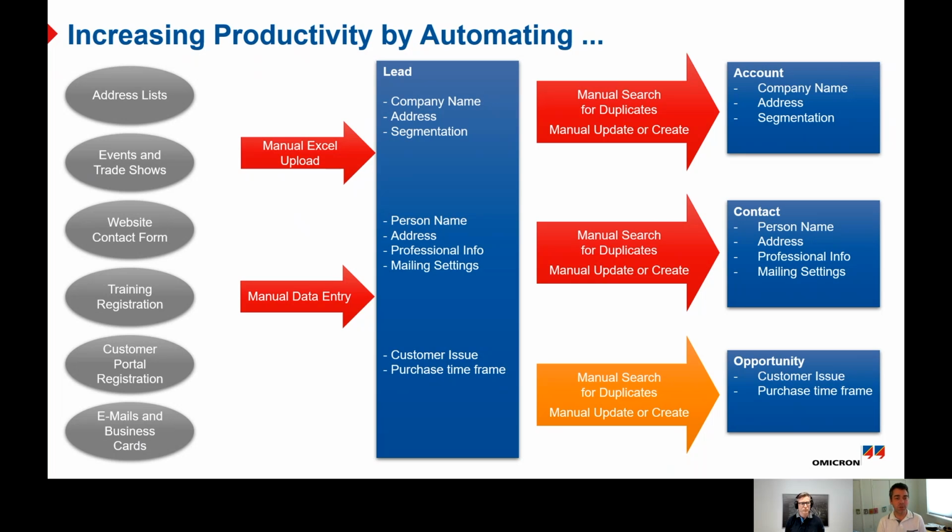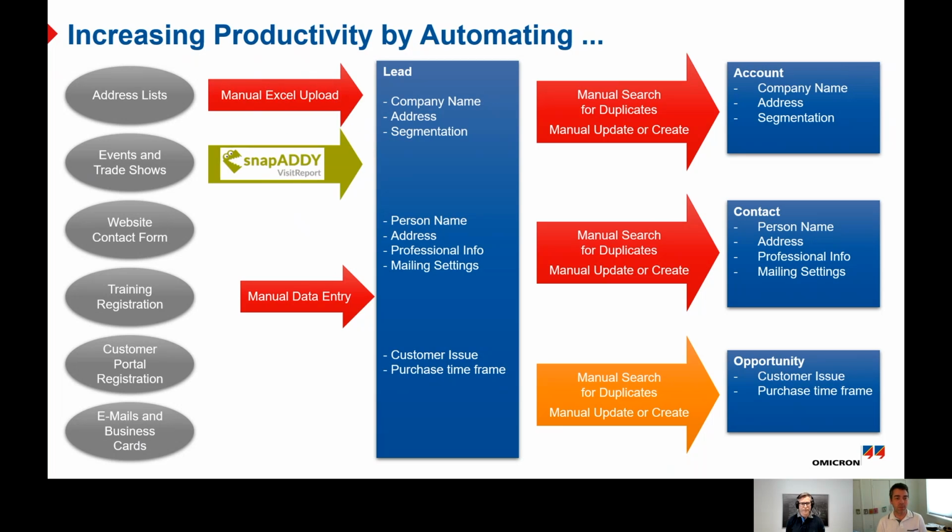So if we look at the first part, the manual Excel upload, we've replaced this with two things. Well, if we get address lists, we still just upload the Excel file. That's the easiest thing. But for the trade shows and events, we're now using the snapADDY visit report, and I'll be showing later how that process works in a live simulation.